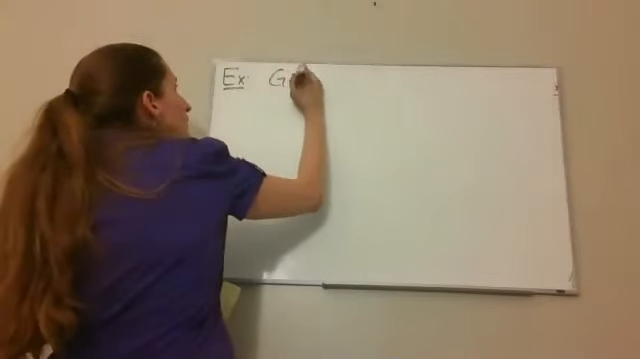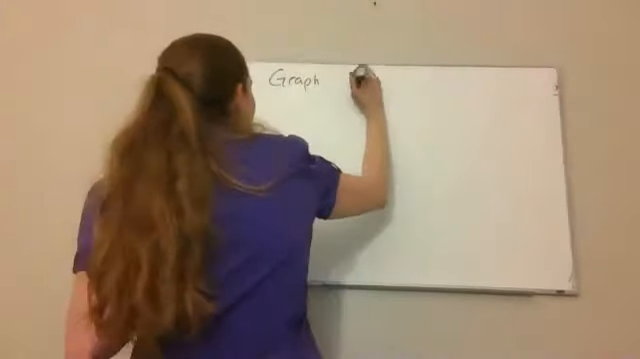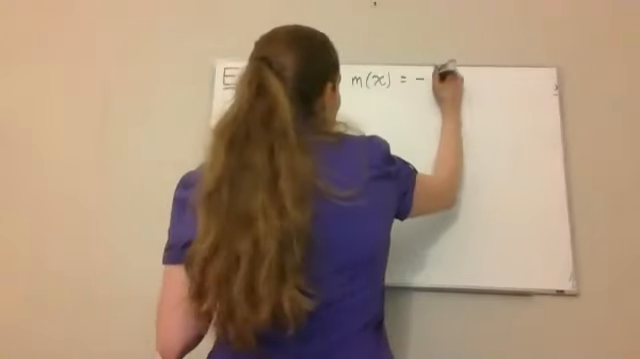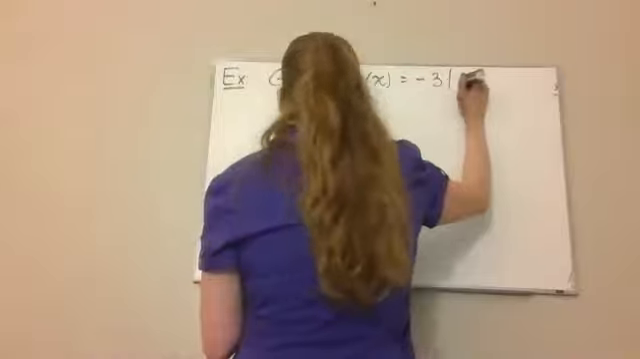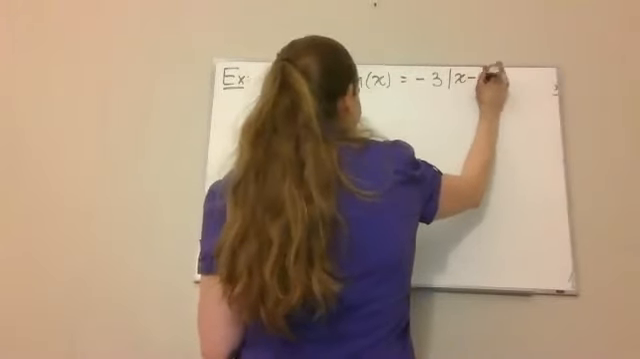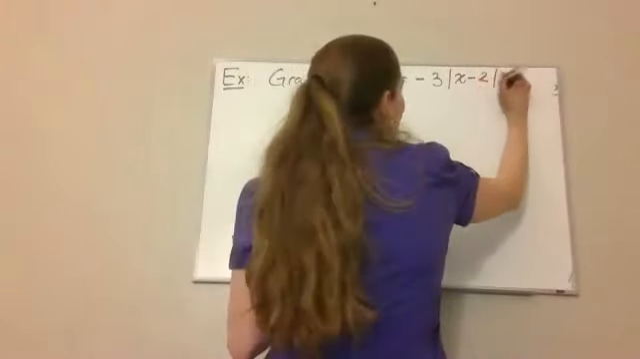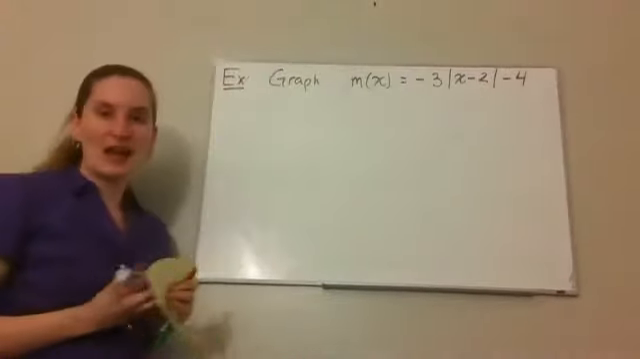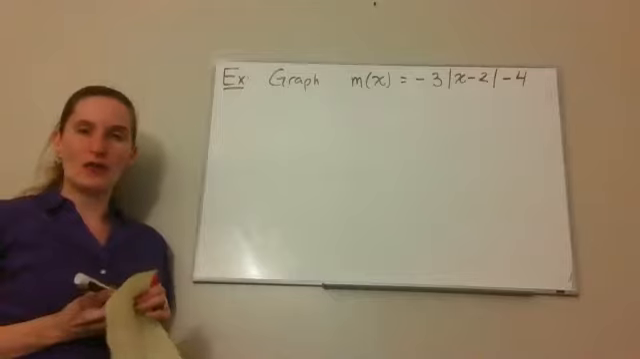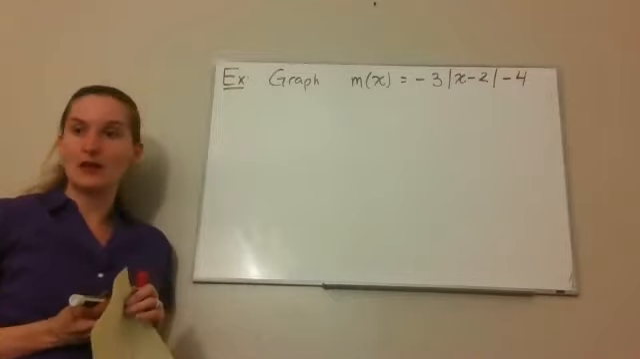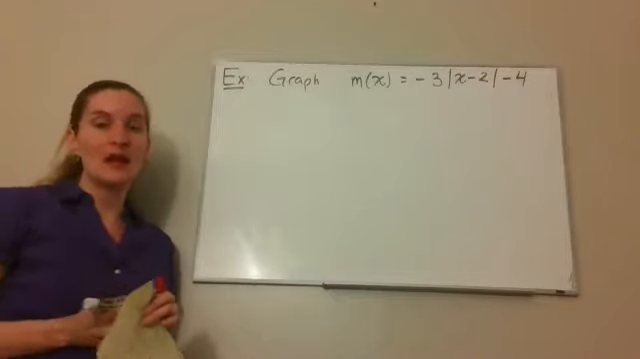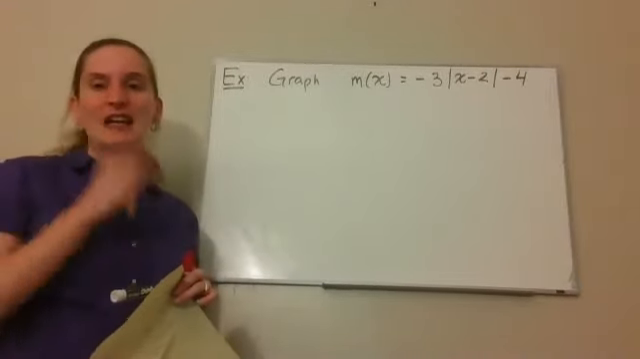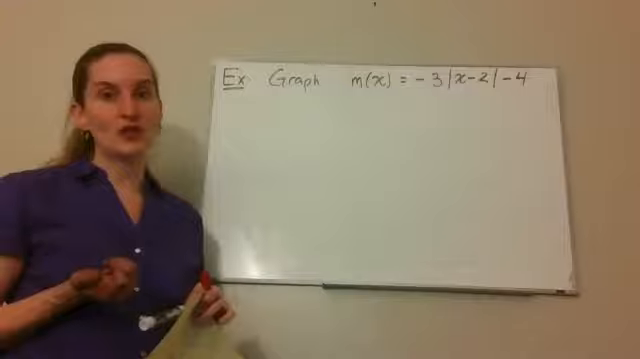We are going to graph the function m of x, which is -3 times absolute value, x minus 2, minus 4. So I personally think it helps to write out all of the transformations you need to do and the order that you need to do them in. Then I draw very lightly the graph of the basic function and take it through all of the transformations one at a time.